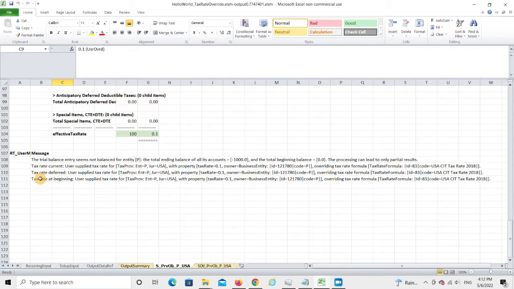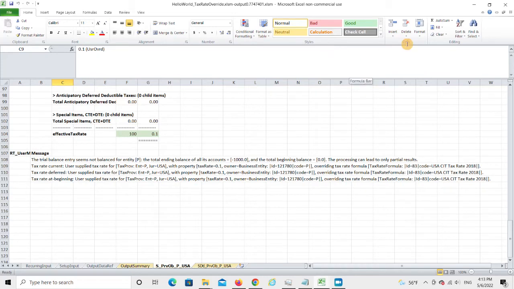Now one may say a tax rate is for a jurisdiction. What if the company is actually being taxed by multiple jurisdictions and we want to override the USA tax rate and leave all the other tax rates for the engine to determine? How do we do that?